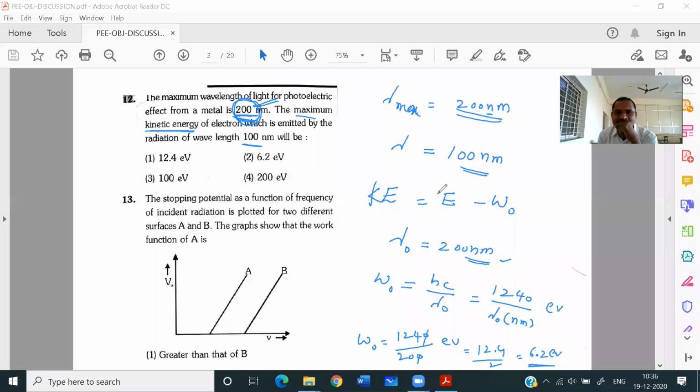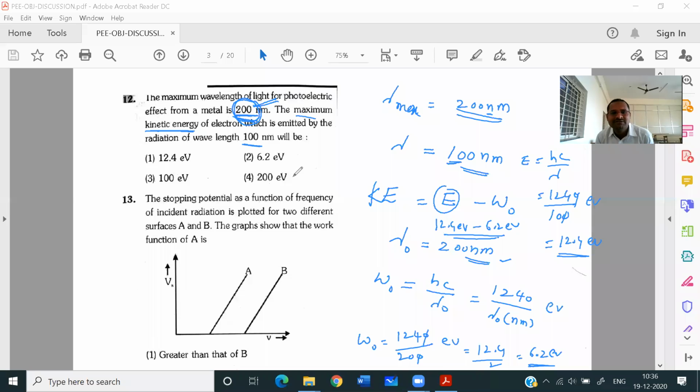Now 100 nanometer light is falling. This energy is equal to hc by lambda, again 1240 upon 100 electron volt, which is 12.4 electron volt. Correct? Now 12.4 electron volt minus the work function of 6.2 electron volt. Subtract these two. How much will you get? 6.2 electron volt. Yes, option 2 is the right answer. JEE students, remember this type of question, and it is important for NEET students also.